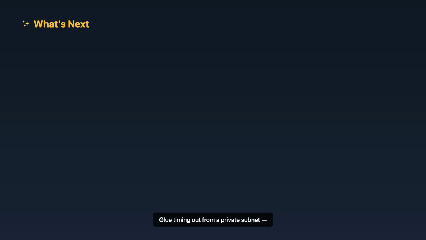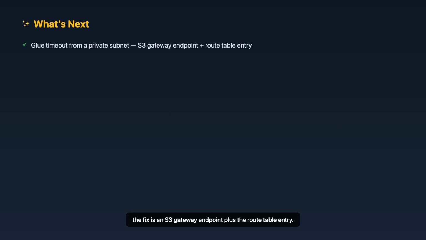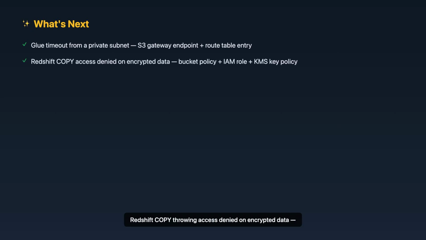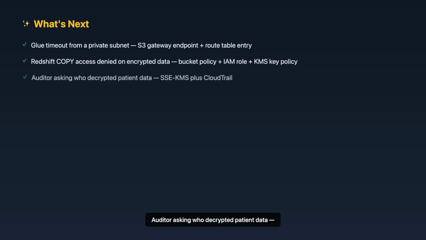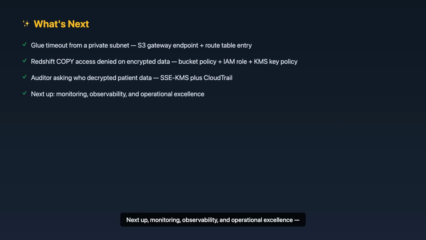Let's close where we started. Glue timing out from a private subnet. The fix is an S3 gateway endpoint plus the route table entry. Redshift COPY throwing access denied on encrypted data. The fix is the third policy people forget, the KMS key policy, alongside the bucket policy and the IAM role. Auditor asking who decrypted patient data. The answer is SSE-KMS plus CloudTrail.